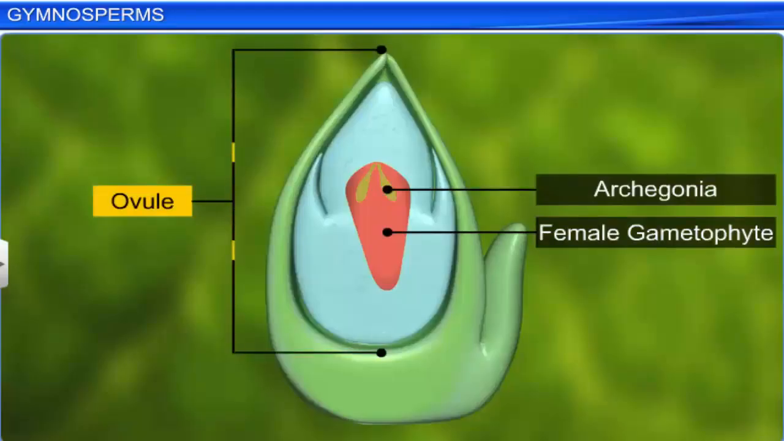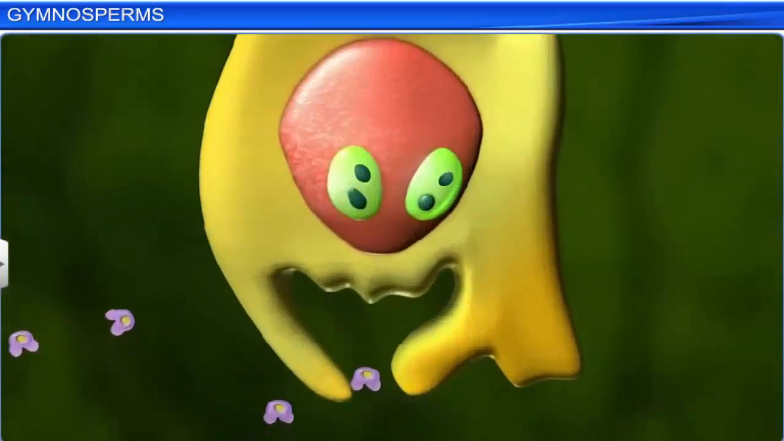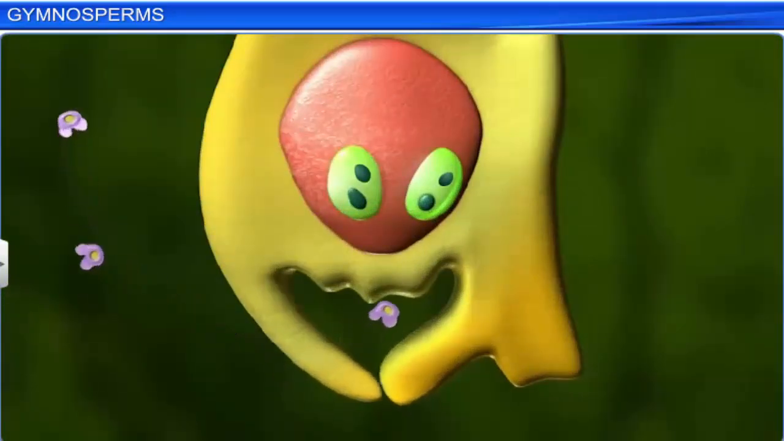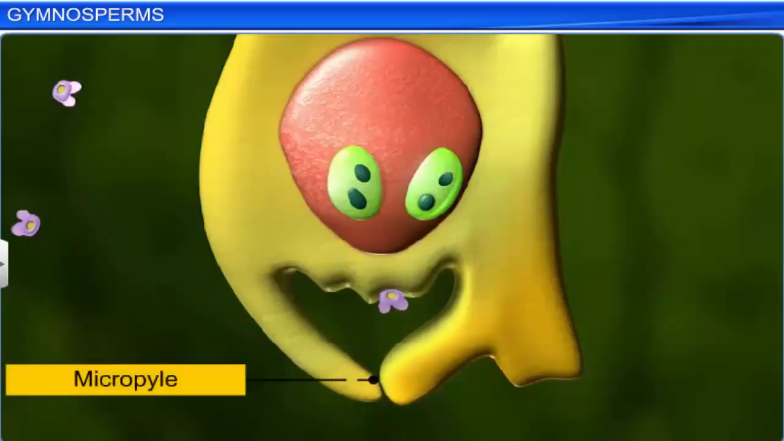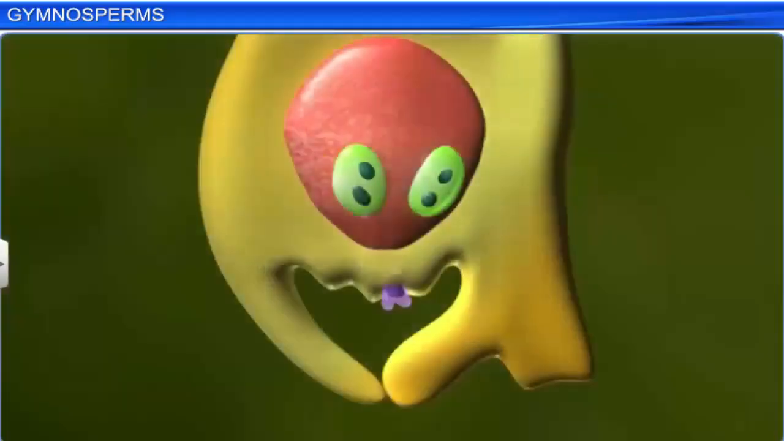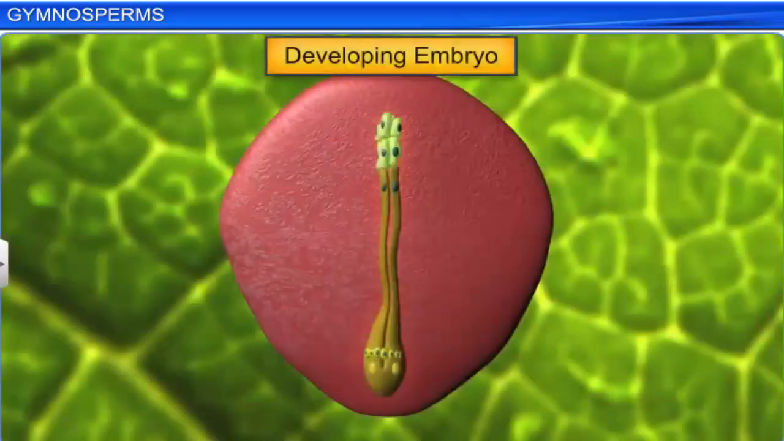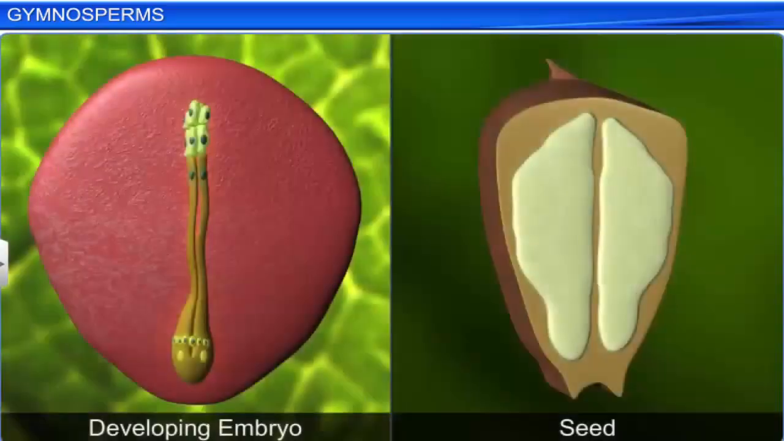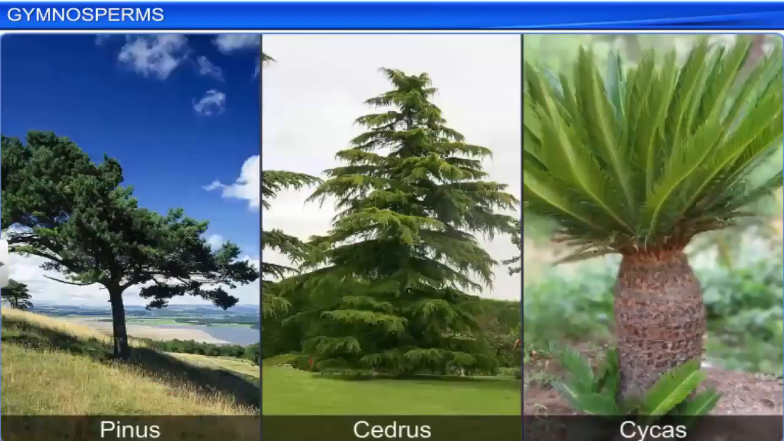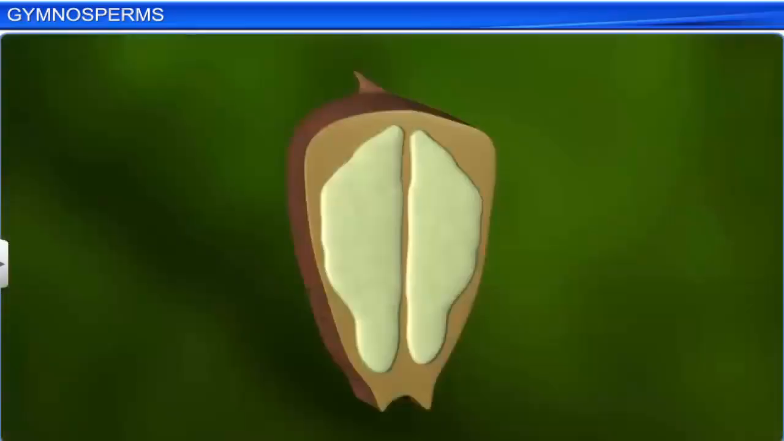The development of archegonia is followed by the fertilization process, during which pollen grains released from the microsporangium are carried by air currents and come in contact with the micropyle, an opening in the ovules. A pollen tube sprouts from the pollen grain and grows towards the archegonium, where it discharges the male gametes. These gametes fuse with the egg to form a zygote. Post-fertilization, the zygote develops into an embryo and the ovule into a seed. Interestingly, gymnosperms were the first plants to have a seed habit.